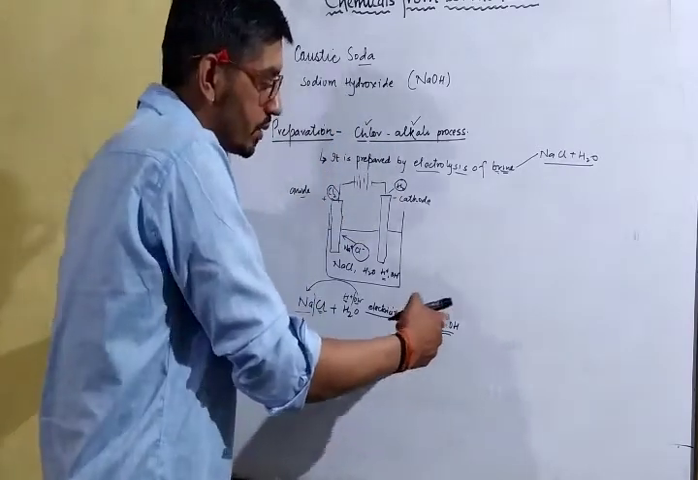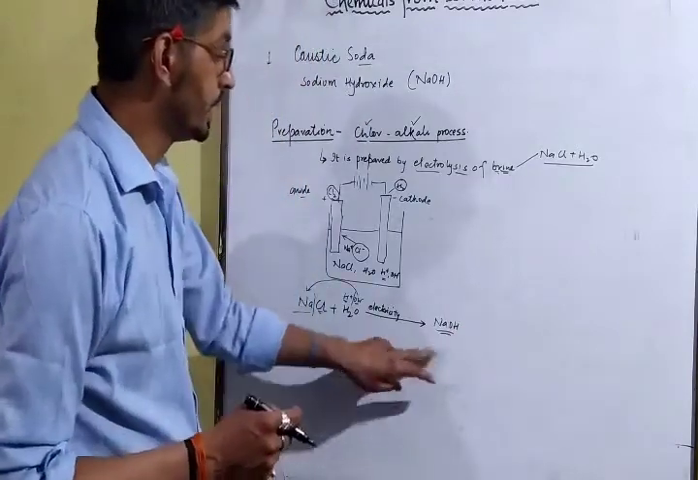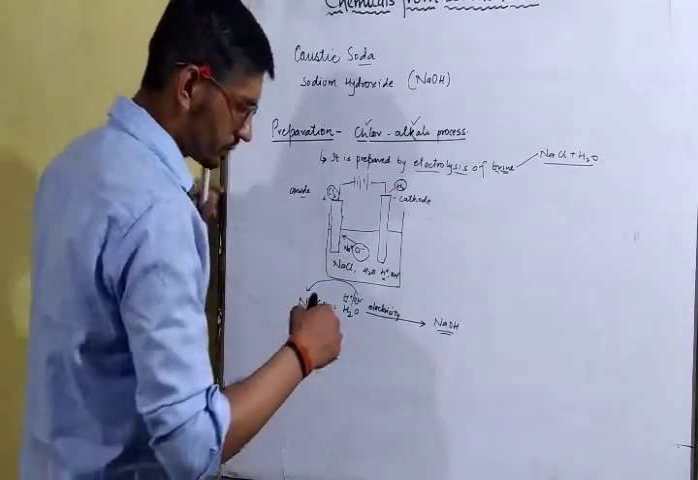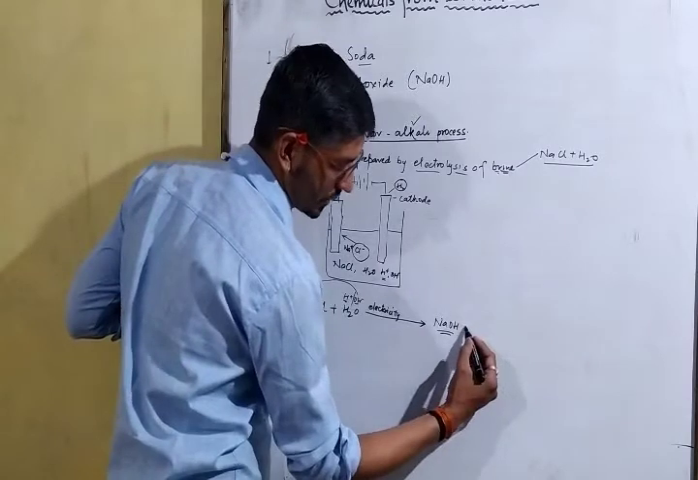Very, very important. As I told earlier, it is used in various industries, paper industries. It is used for making soap, detergents, and as a cleansing agent. It is also NaOH, caustic soda.